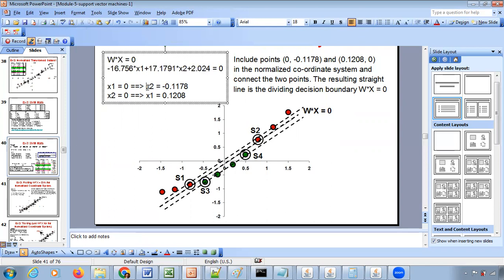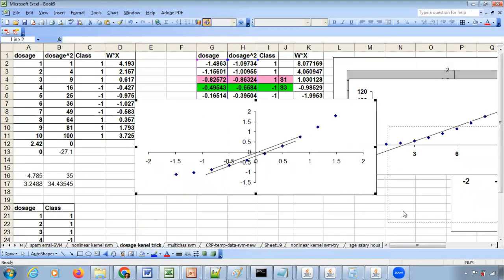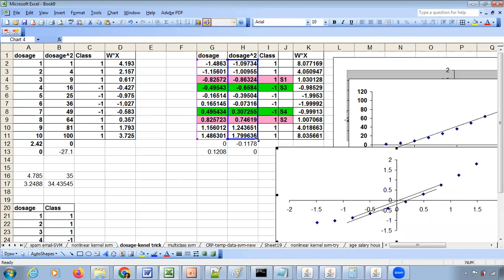We get x2 to be negative 0.1178. Similarly, set x2 equal to 0 and solve for x1, we get this. So then if you plot this in the normalized coordinate system, that's what I had here. If you include this, we are going to get two new points added, and we just need to connect them and extend on both sides.